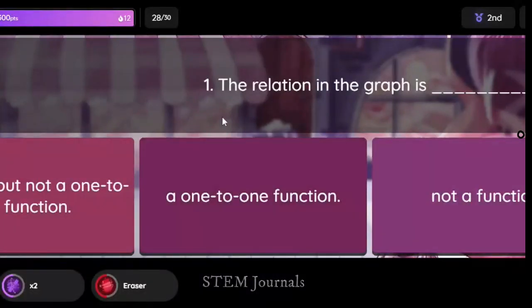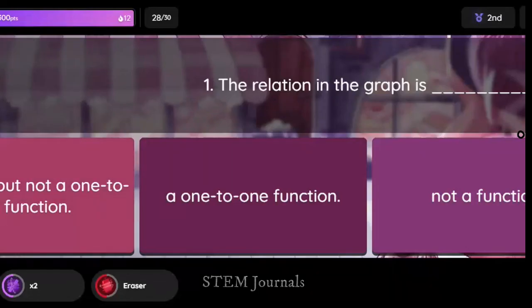Ayan. Ito, may graph ulit na given. The relation in the graph is, ayan. So kapag nag-draw ka naman dyan ng vertical line, isa lang yung dadaanan na point since naka-open upward siya. So this is a function.